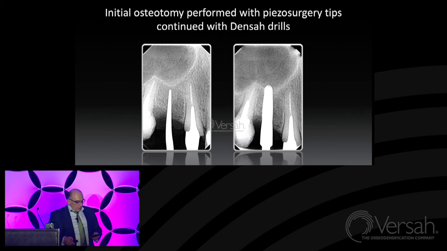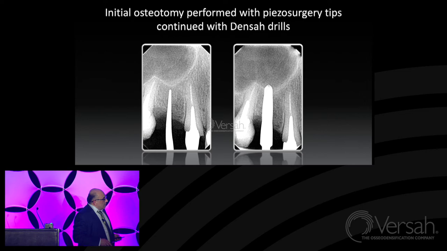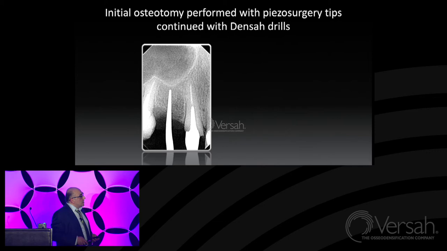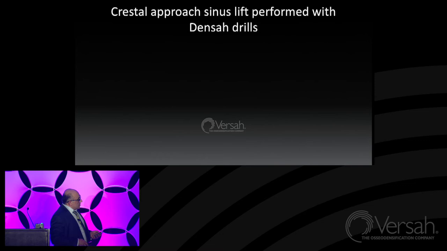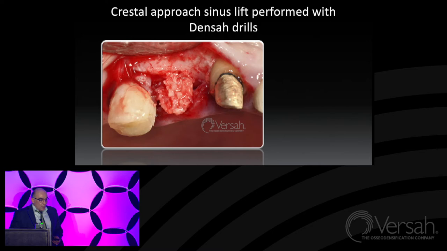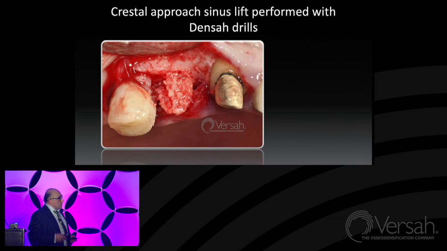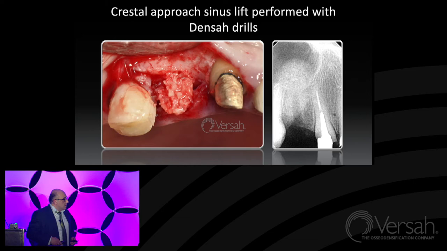Let's return for the moment to this picture. Look at this. We make autografting of the sinus and very carefully go 1.5-2 millimeters above the zone of the compact bone of the sinus. Once again, we continue with augmentation. We take our mineralized allograft and, using reverse 150 RPM motions, we put the bone in the sinus. Look at this. Here it is. We make the sinus augmentation using the Densa drills very easily.